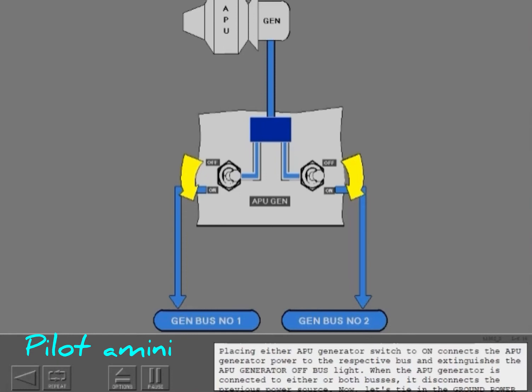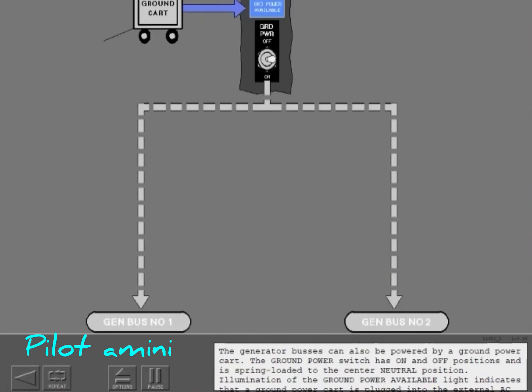Now let's tie in the ground power switch. The generator buses can also be powered by a ground power cart. The ground power switch has on and off positions and is spring-loaded to the center neutral position. Illumination of the ground power available light indicates that a ground power cart is plugged into the external AC power receptacle.